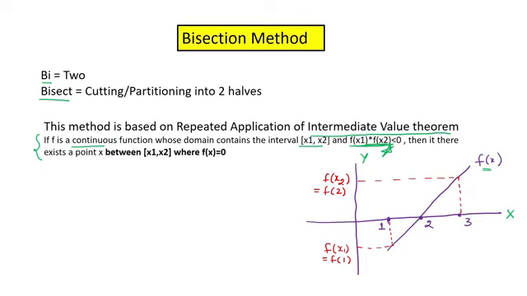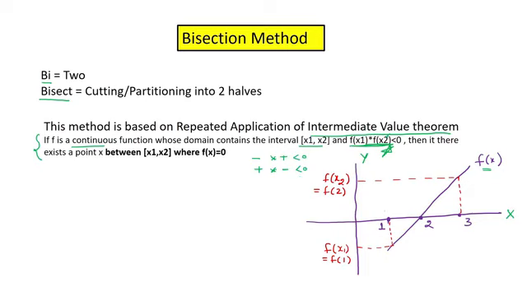And how can I get a value less than 0 after multiplying the function values at x1 and x2? It can only happen when f of x1 and f of x2 are of opposite sign. That means either f of x1 should be negative and f of x2 should be positive, or f of x1 should be positive and f of x2 should be negative. Only then, if I multiply these values, can I get a value less than 0. So I have to choose such x1 and x2.